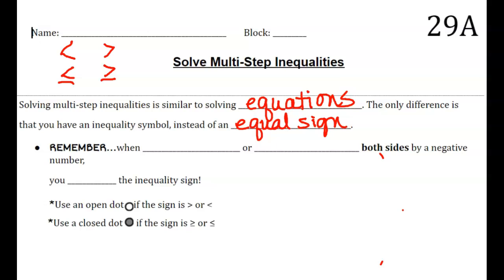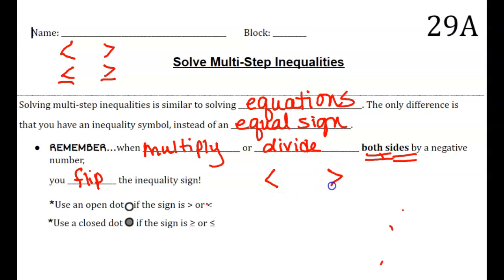The only thing to remember, and this is important, is that when you multiply or divide both sides by a negative number, you're going to flip the inequality sign. By flipping it, if it's less than, you make it greater than. If it's greater than or equal to, you make it less than or equal to.